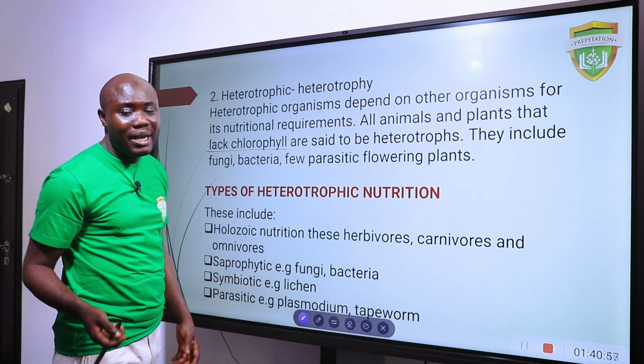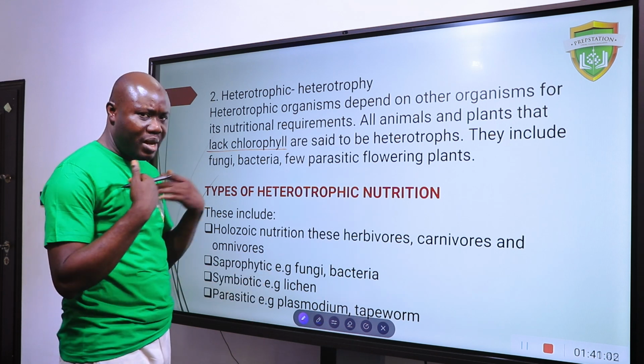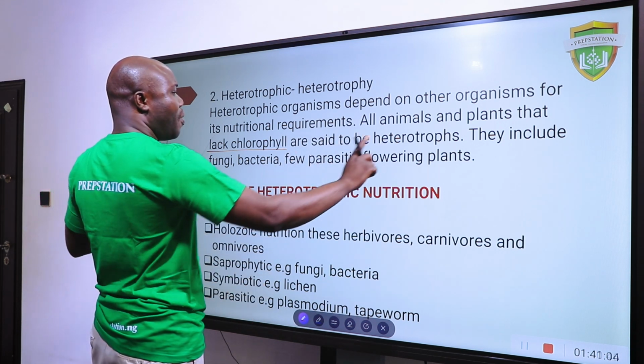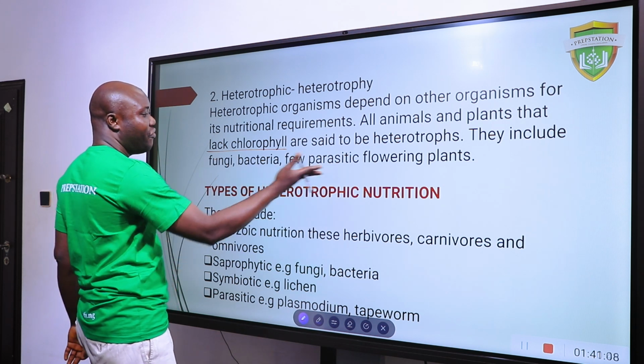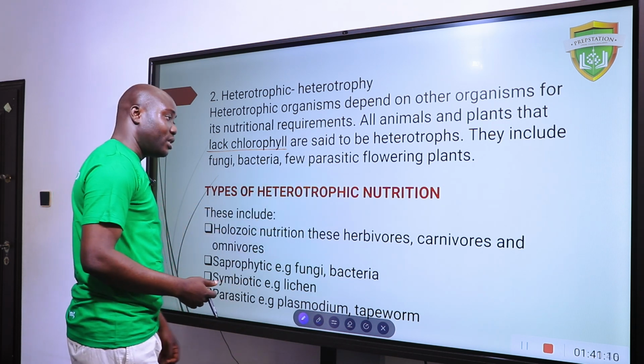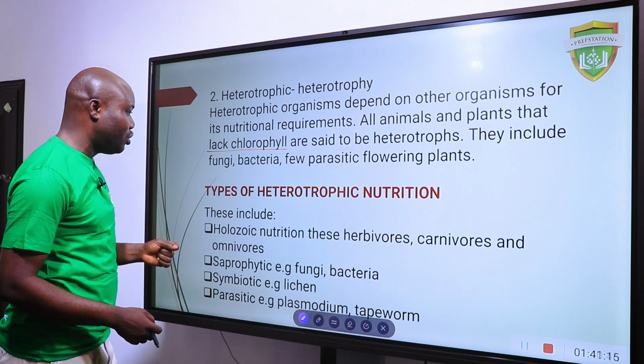Okay, and all animals, since we do not have chlorophyll. I don't know if you have seen human beings or animals with chlorophyll before. Personally, I have not seen. Now, they include fungi, bacteria, and a few parasitic flowering plants. Now, what are the types of heterotrophic nutrition?